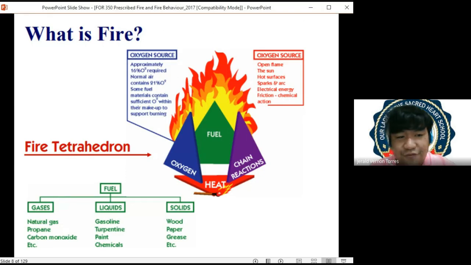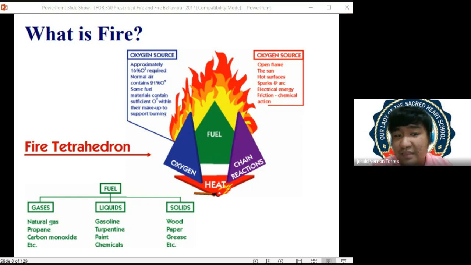So how do we form fire? In order for us to understand how fire forms, we must understand, class, what we call the fire tetrahedron. This diagram shows the fire tetrahedron, and it lets us understand how fire is formed. In a fire scenario, you cannot separate these four. There is always fuel, there is always heat, and there is always oxygen. And of course, this is a chain reaction.